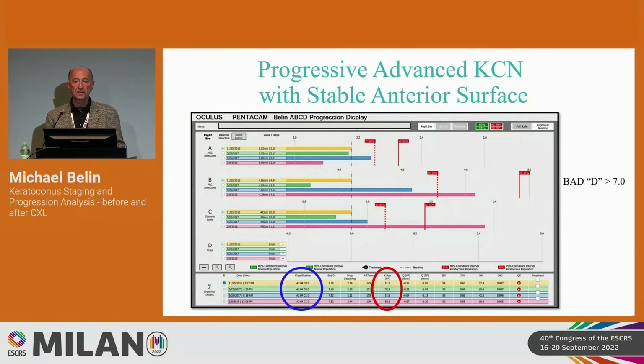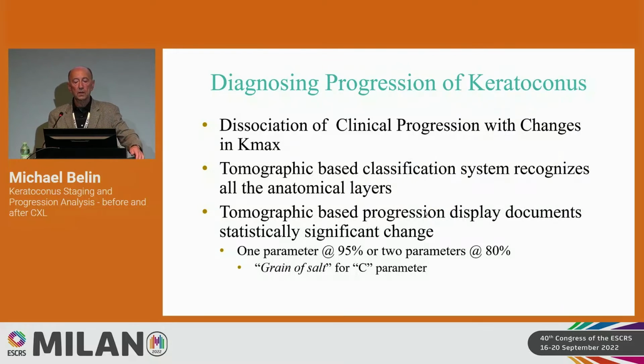So again, documented progressive disease in spite of a stable Kmax. So what have we shown? We've shown that there's a dissociation of clinical progression with changes in Kmax. We now have a tomographic-based classification system that again recognizes and measures all the anatomical layers. And we have a tomographic-based progression display that documents when there is statistically significant change.